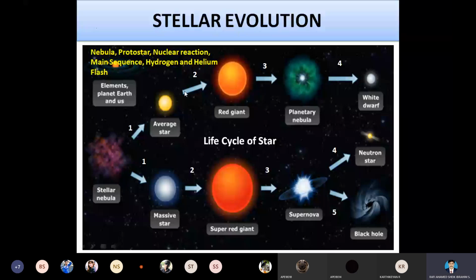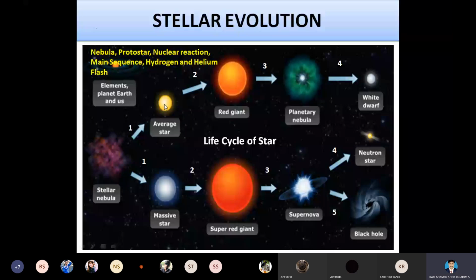In between stage 1 and 2, we have to learn what a nebula is, what a protostar is, what a nuclear reaction is, the main sequence, and the hydrogen and helium flash.